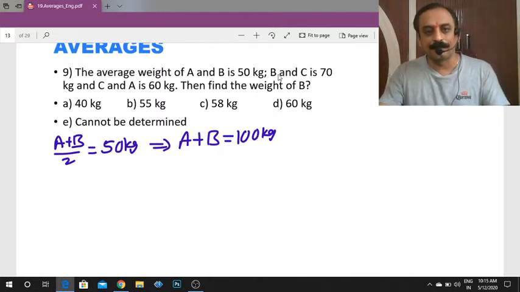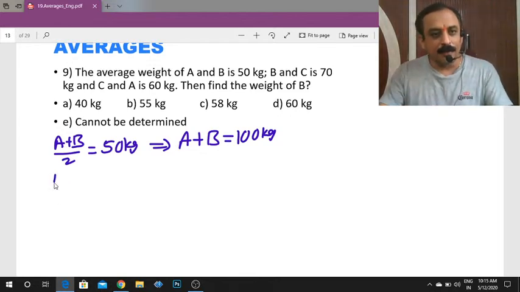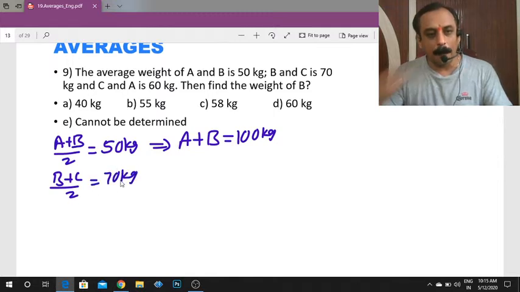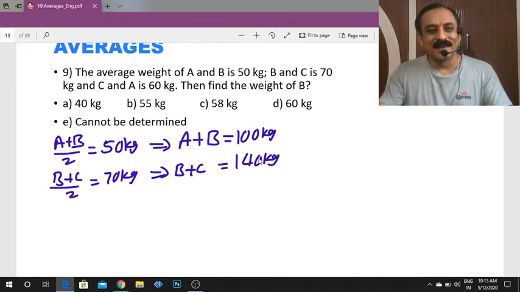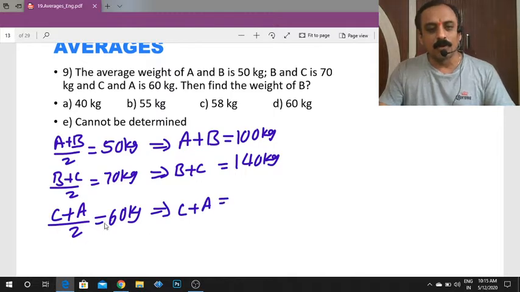Then the average weight of B and C is 70 kg. B and C 70 kg means B plus C by 2 is 70 kg. So it implies B plus C is equal to 2 into 70, 140 kg. And the average weight of C and A is 60 kg. C plus A by 2 is equal to 60 kg. So C plus A is equal to 2 into 60, 120 kg.